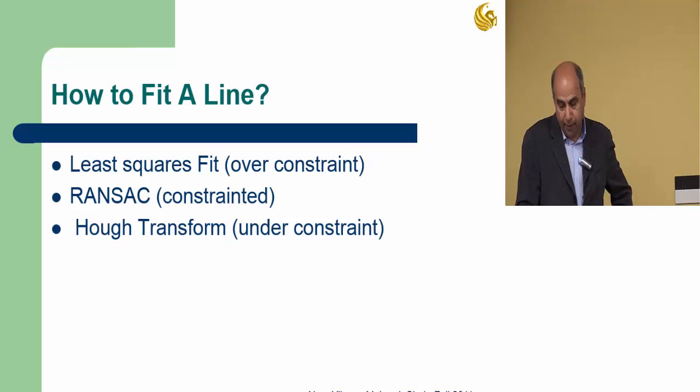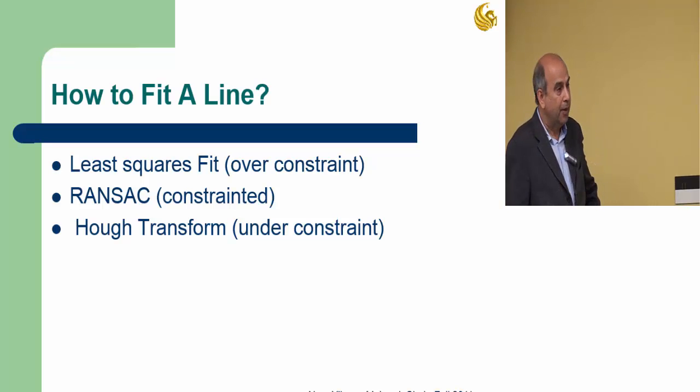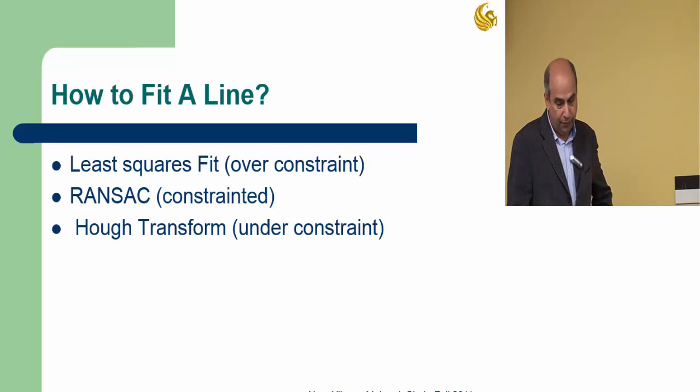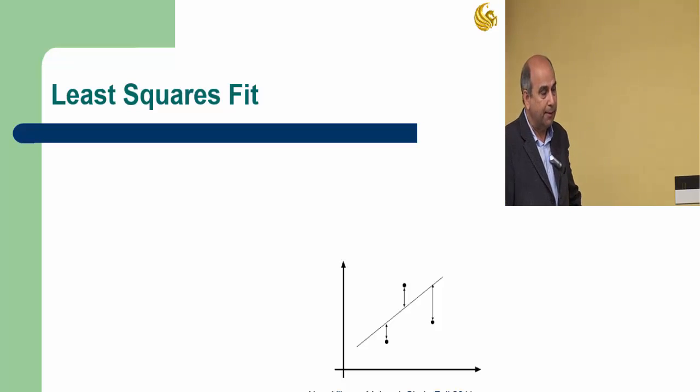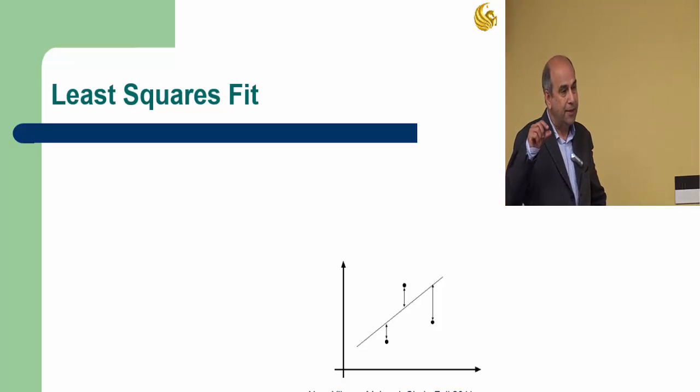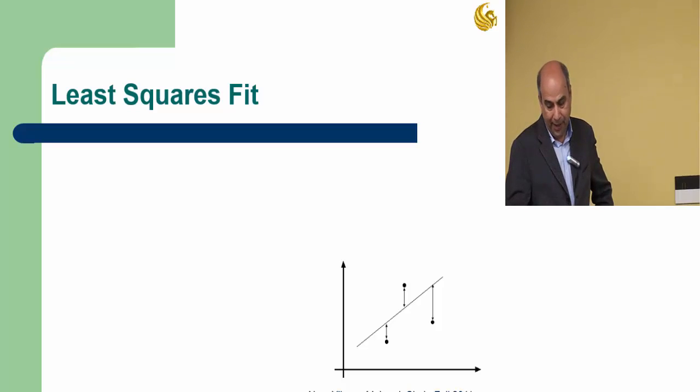So the Hough transform looks at the problem where it's under-constrained. We have fewer constraints or fewer equations than unknowns. Again, with the least squares fit, what we want to do is come up with a line which minimizes the distance, the error from the point to the line.